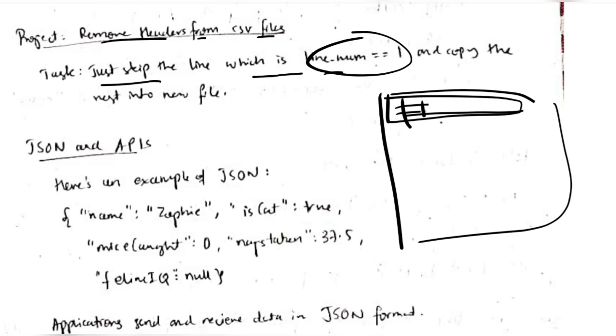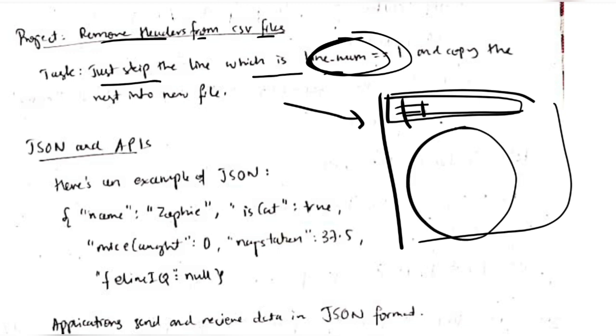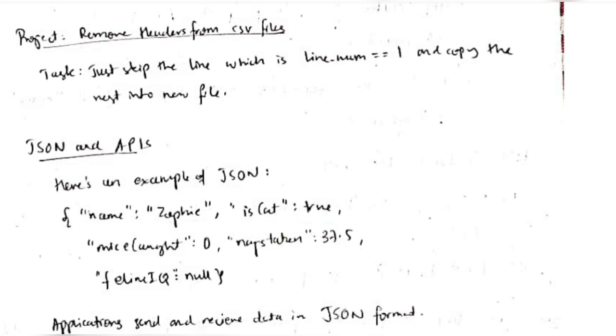Okay, first open the CSV file by using the CSV object, and after that traverse through each of these files and don't include the line which has line number 1. Okay, and copy the remaining content into the new file. So that is how you do the task of removing the header from the CSV files.